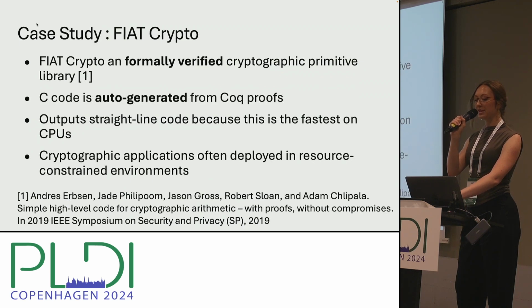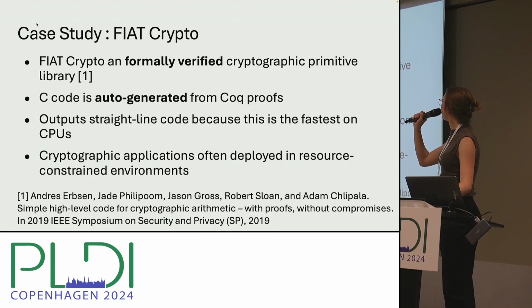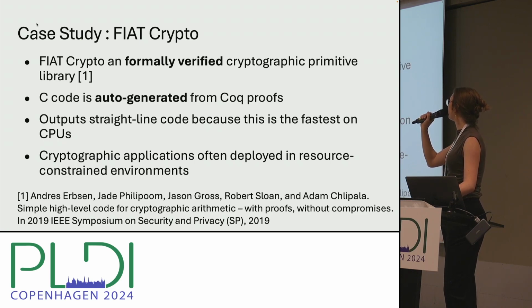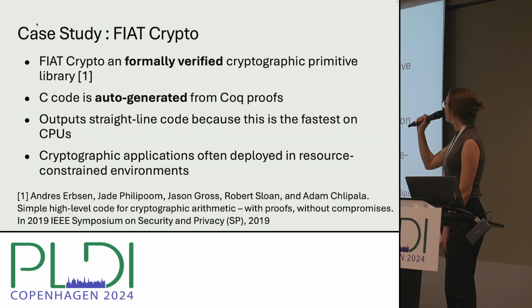So this is the case study that we've started implementing on. I just want to explain what kind of code we're working with to explain why this works. We work on Fiat Cryptography, a project which consists of formally verified cryptographic primitives. This is a set of generated C source code, automatically generated from proofs in Coq that prove that the primitives are correct.